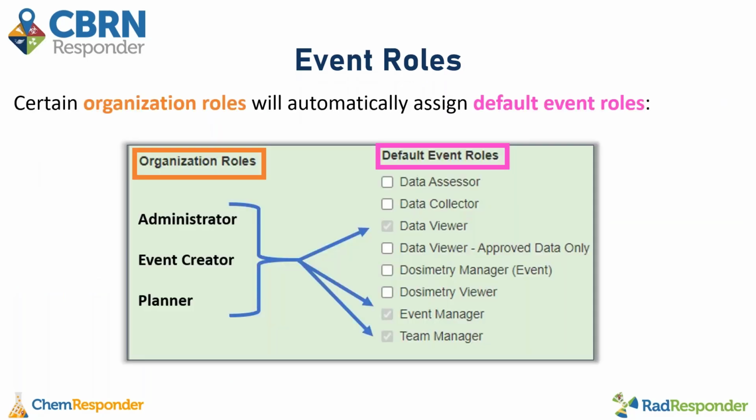There are certain roles that when selected will automatically assign certain event roles. So at the organization level, if you have the administrator, event creator, or planner role, the data viewer, event manager, and team manager role will automatically be assigned to you anytime an event is created.